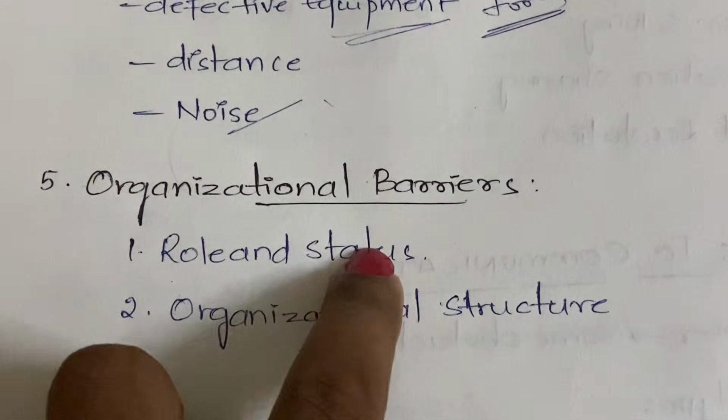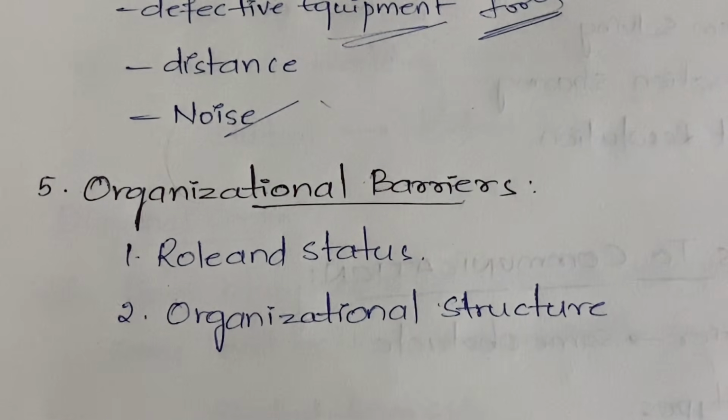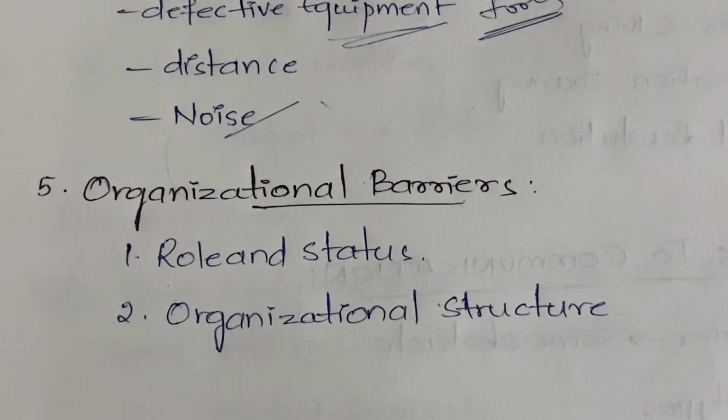Next, organizational barriers. So organizational barriers means the obstacles which happen within the organization. For example, roles and status. So roles and status in the sense, for example, when you are speaking with your friend, you will have a lot of confidence. You'll be in a next level of confidence, because whatever you speak, your friend will accept. Whatever words are coming out of your mouth, he will accept or she will accept, right?